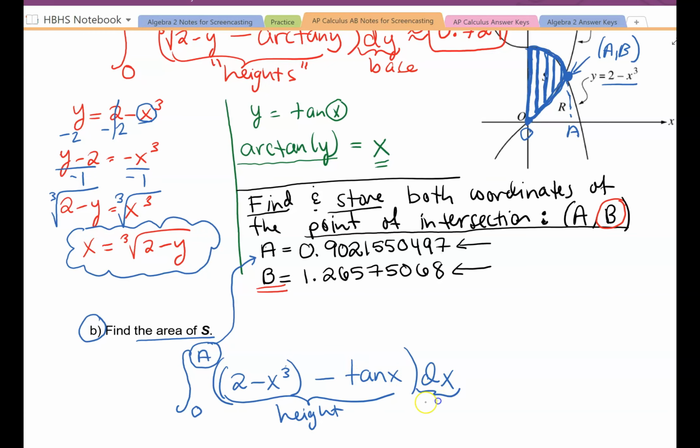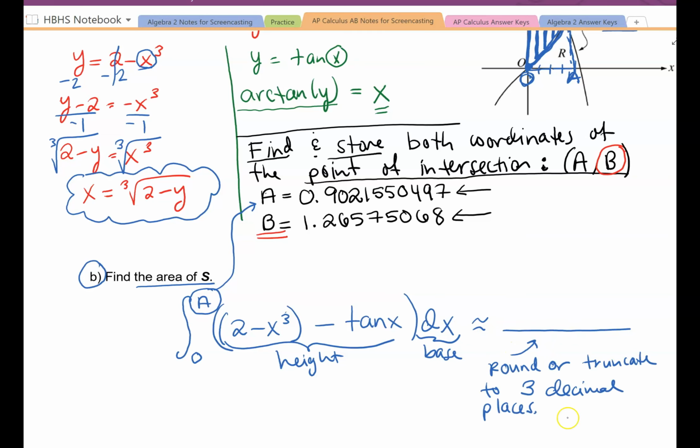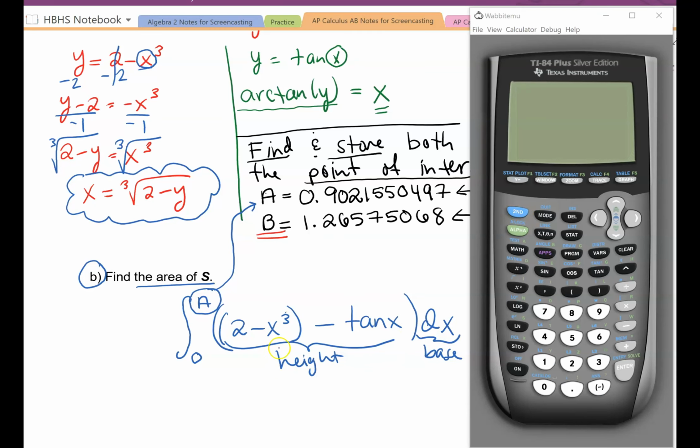And then the dx is representing the base, the thickness between each of these rectangles along the x-axis from 0 up until a, which was this point of intersection right here. So I can also just plug this into my calculator and round my final answer, or truncate it, to 3 decimal places.